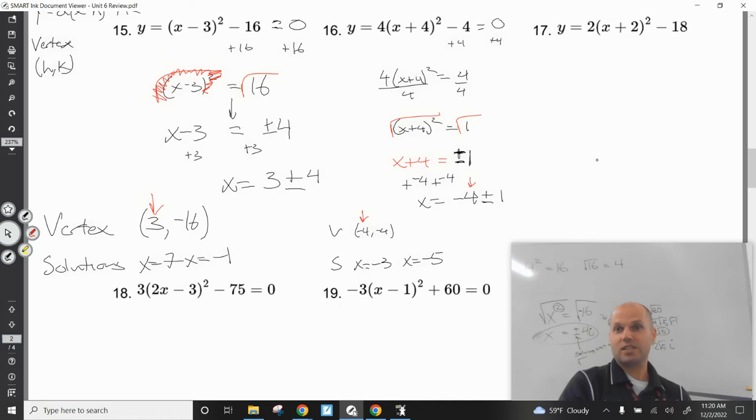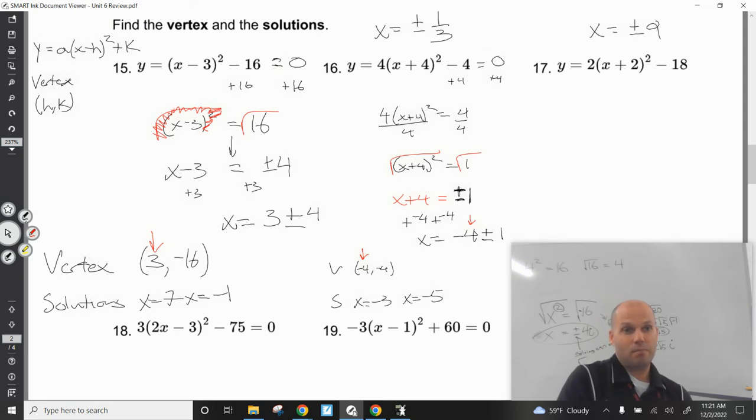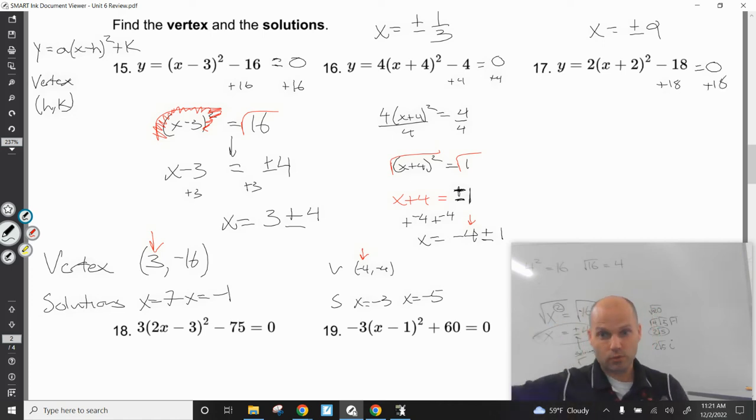All right, here the vertex is negative 2, negative 18. Now, that means my solution is going to be like to the right and to the left of negative 2. So like maybe it's negative 1, negative 3. Maybe it's 0 and negative 4. But it has to be the same distance away. Now, it might also be a number that is a decimal. Maybe it's like negative 2 plus root 2 and minus root 2. So we're just ready for everything.